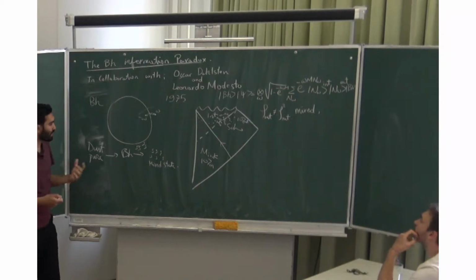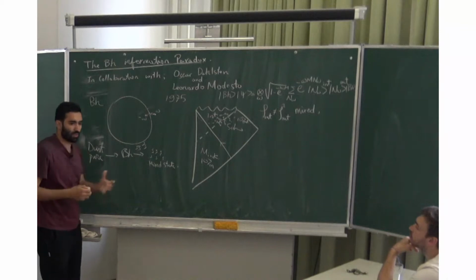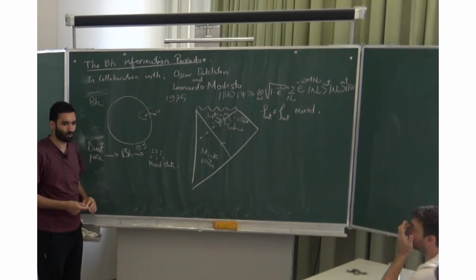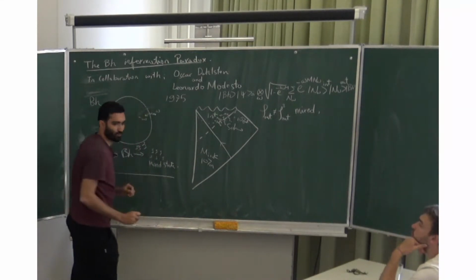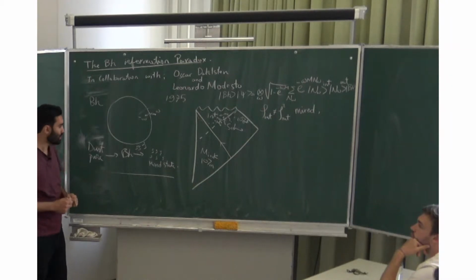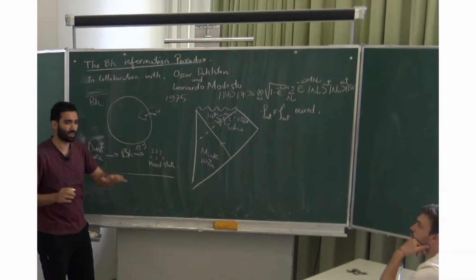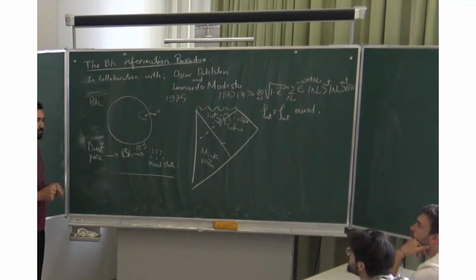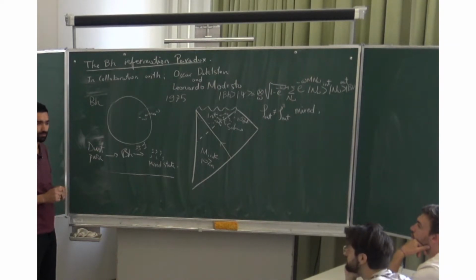And as we know, one of the basic axioms of quantum mechanics is that closed systems evolve unitarily. So this is the information paradox. Please feel free to ask at any moment. Stop me and ask as much as you want. So, questions so far?